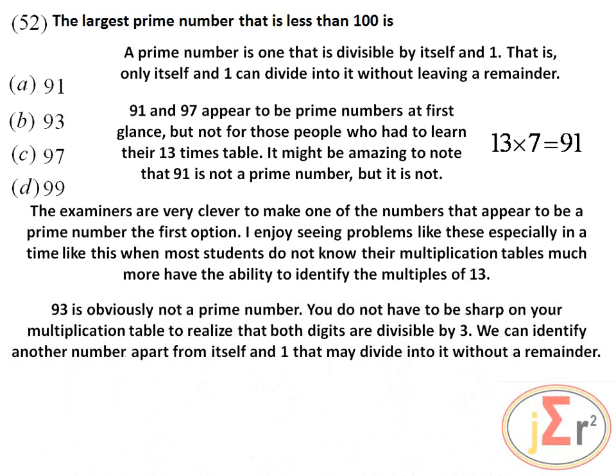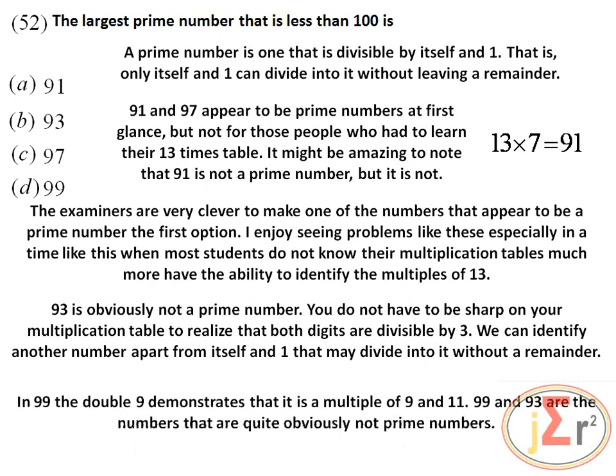93 is obviously not a prime number. We do not have to be sharp on our multiplication table to realize this. Both digits are divisible by 3. We can identify another number apart from itself and 1 that may divide into it without leaving a remainder. So we have 93. 3 can go into 93. 93 can go into 93. 1 can go into 93. 31 can go into 93. 93 is not a prime number.